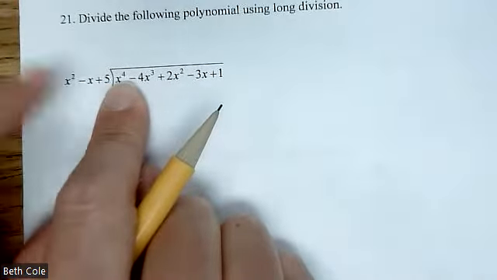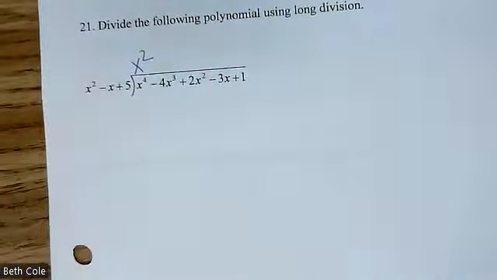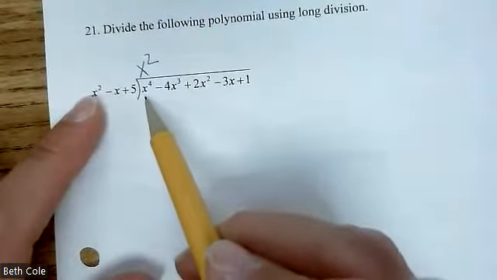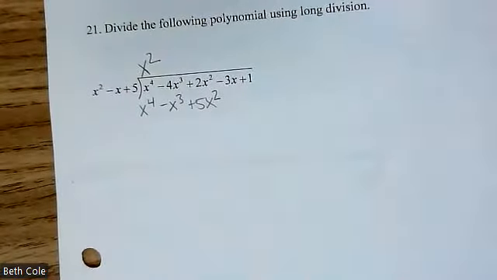Hey guys, I have an x squared. I want it to be an x to the 4th. What do I multiply by? x squared. This is almost exactly like the one on the breakout you did. Distribute that through here. It's going to line up. You just have to kind of write small. x to the 4th minus x cubed plus 5x squared. That part usually goes well.